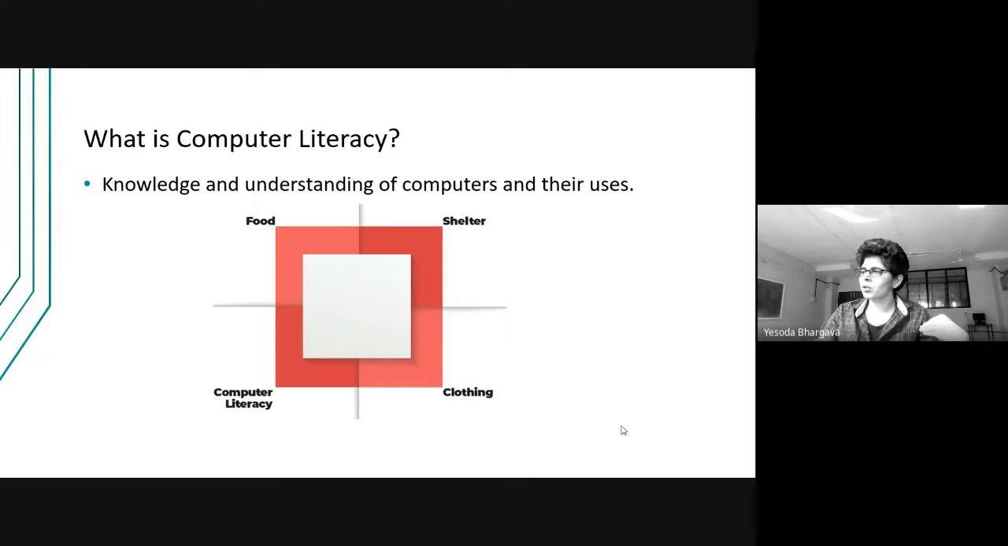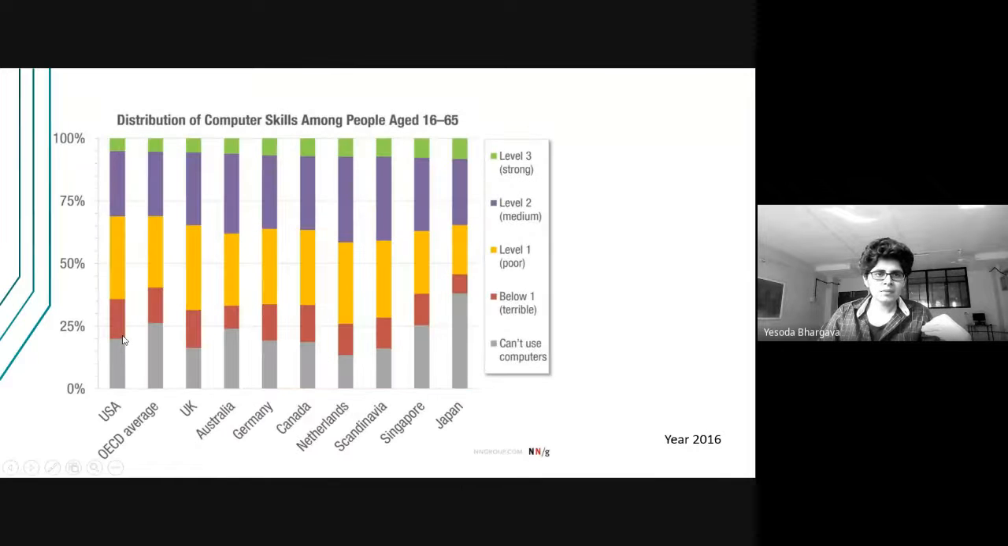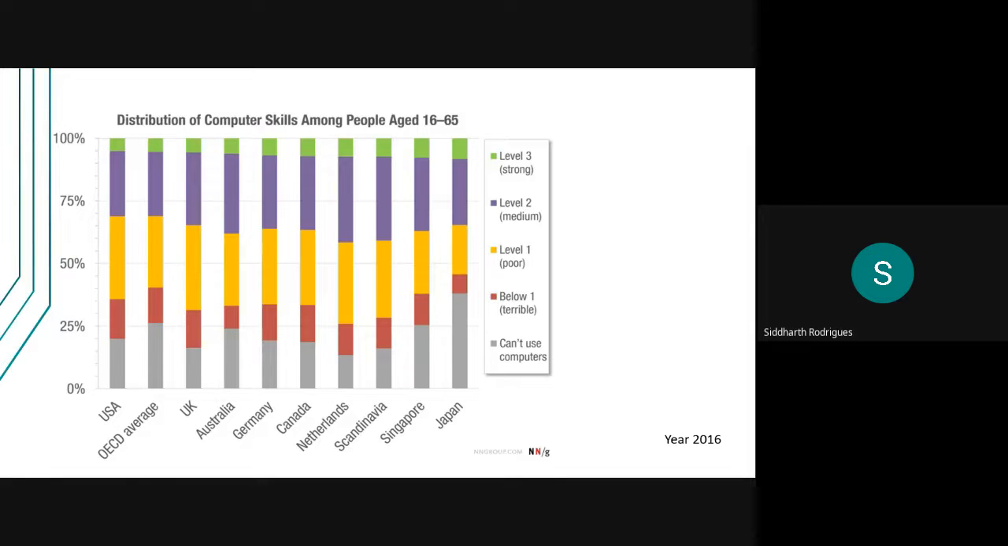So there's this interesting plot which was developed in 2016, which shows the distribution of computer skills among people aged 16 to 65. Now there are two questions I want to ask from this plot. First is what are your observations when you read it, and second, what is the drawback of this plot? What is methodologically incorrect with this plot? So how will you interpret it? Yes, Siddharth. There are still age groups beyond this 16 to 65 who can use computers very well.